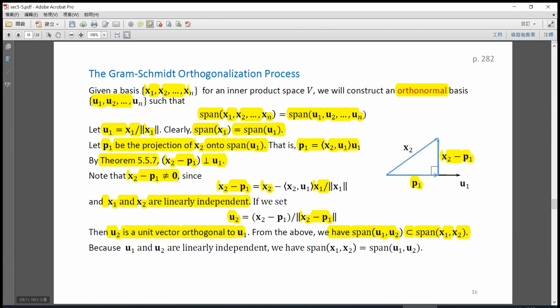And we also have u1 and u2 are linearly independent because u2 is orthogonal to u1. They are mutually orthogonal, so u1 and u2 are linearly independent, which means the dimension of the span of u1, u2 is 2, and therefore we have the span of x1, x2 equals the span of u1 and u2.